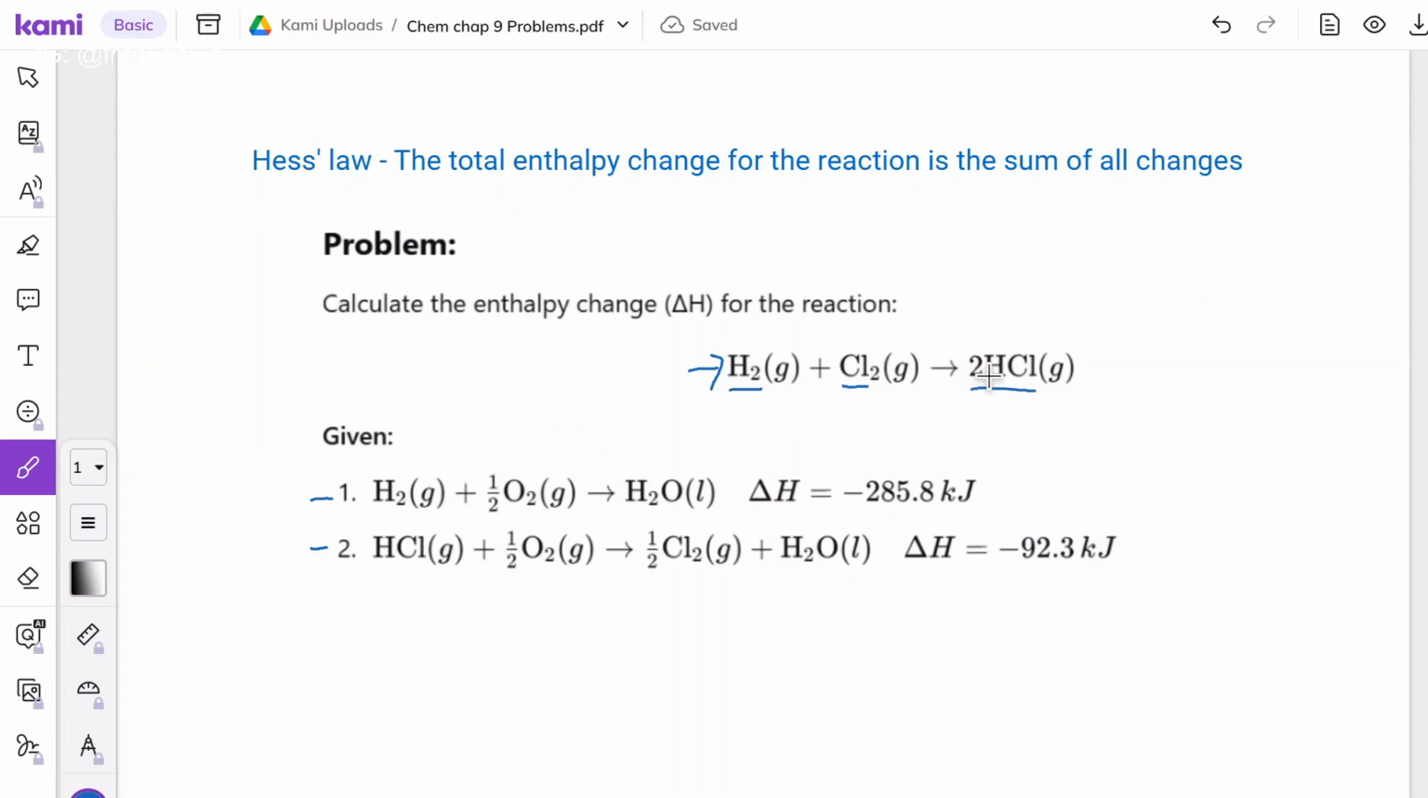Like for this equation, you need a H2 on the left side. Out of all these equations, there's only one H2 and it's already on the left side, so that's a good sign. And then we need a Cl2. Out of all these, there's only one Cl2, but it's on the wrong side over here. And then in the final part, we need a HCl. And right here, there's also only one HCl, which makes it an easy problem where it's not overly complicated.